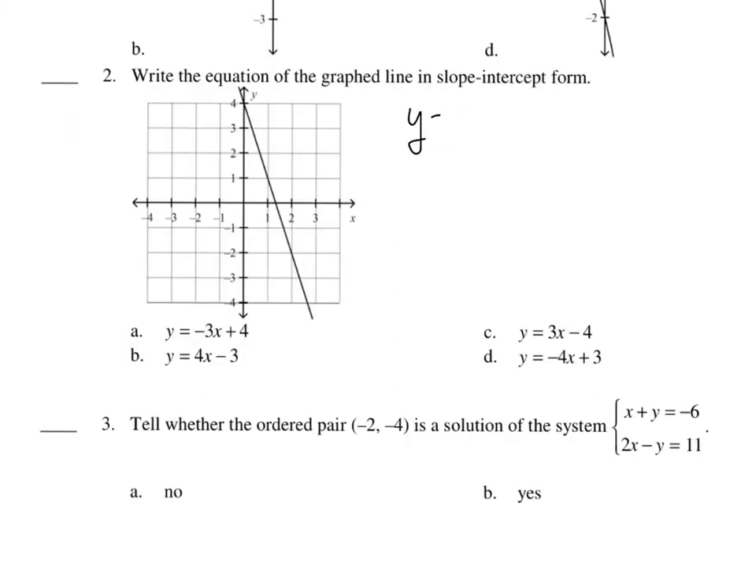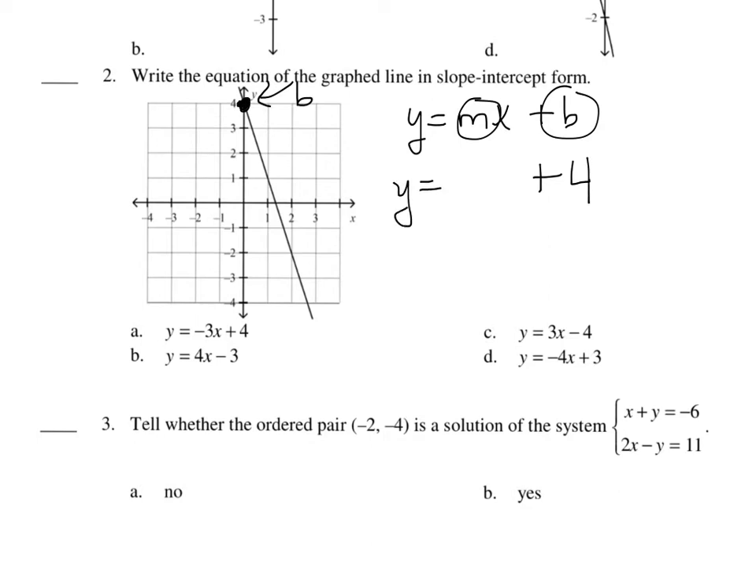To get slope-intercept form, you need the slope and the y-intercept. So the y-intercept is where it crosses the y-axis. So it means that B is positive 4.